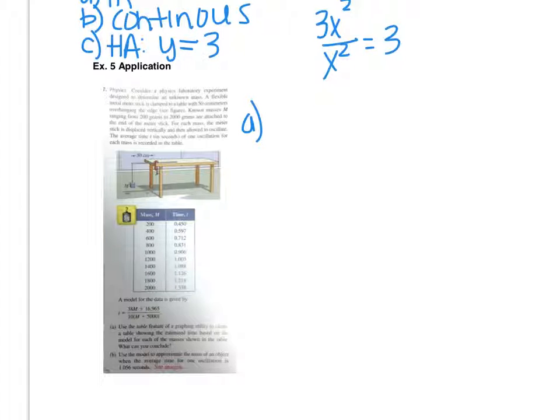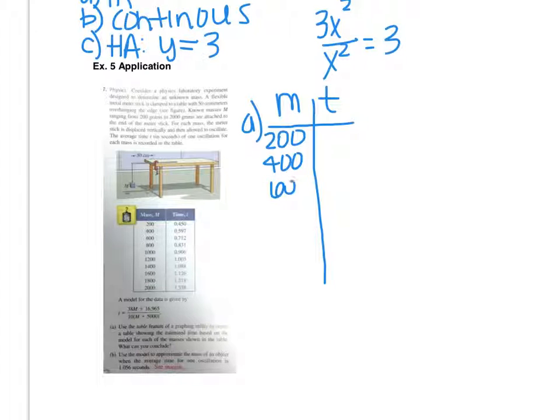So what you're going to do on part A is you're going to create a table with your mass and with your time, and use the same masses that they use. So do 200, 400, 600, and so forth. So you complete that yourself. And then you're going to take those values and plug them into the model that they give you, so that equation down there, and you're going to actually get the value. It's going to be off just a slight bit from the one that they give you, but it'll be close enough to where you can verify, yes, that would be a good model to use.